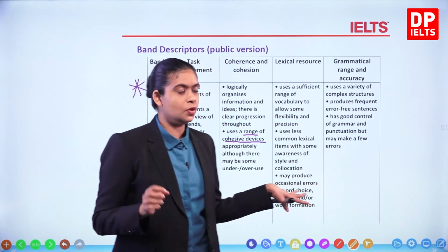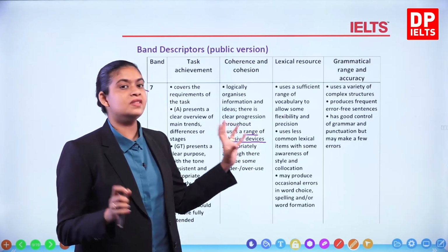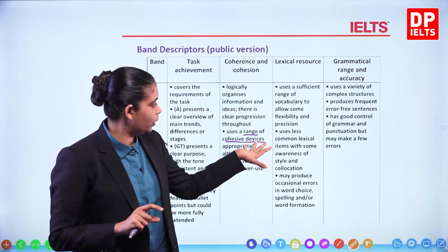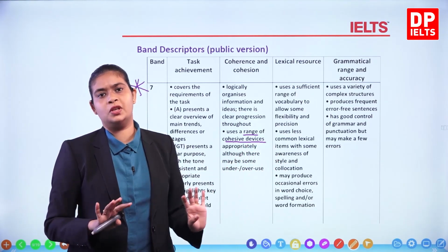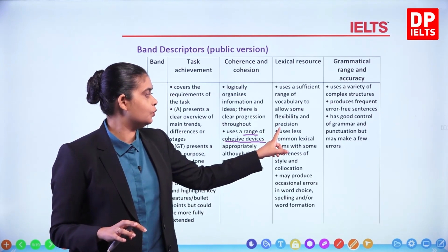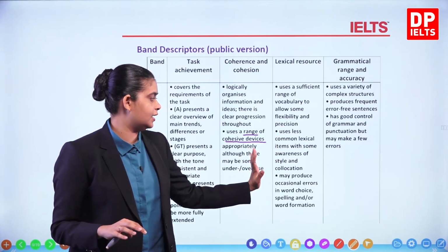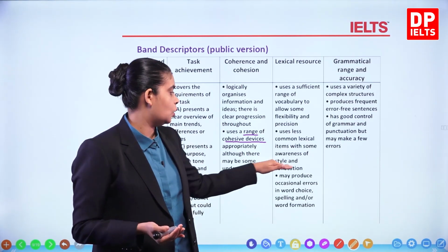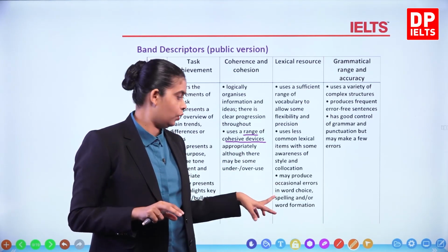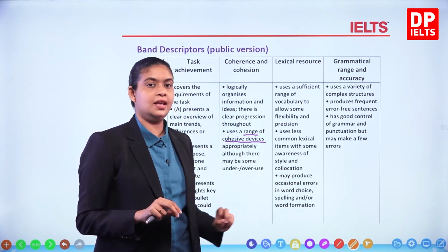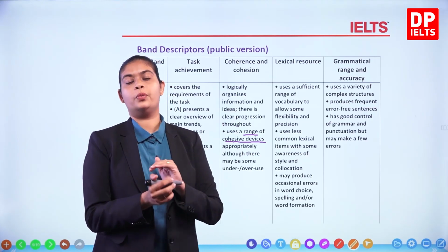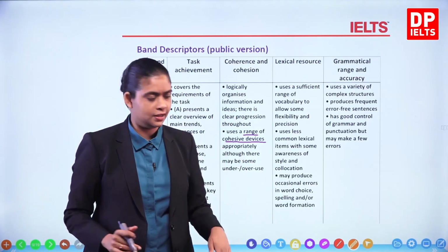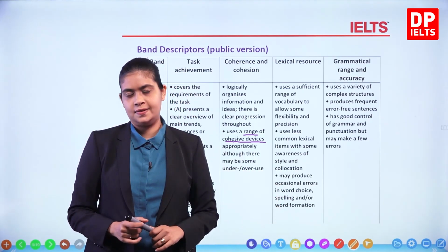Lexical resource is your vocabulary, and here you have a sufficient vocab which you flexibly use when you're writing, right? You use less common lexical items with some awareness, okay? And you do understand collocation, though you may have some occasional errors in word choice and spelling. So when you're getting a 7, it doesn't mean that your spellings are all correct. There are still a few spelling errors.